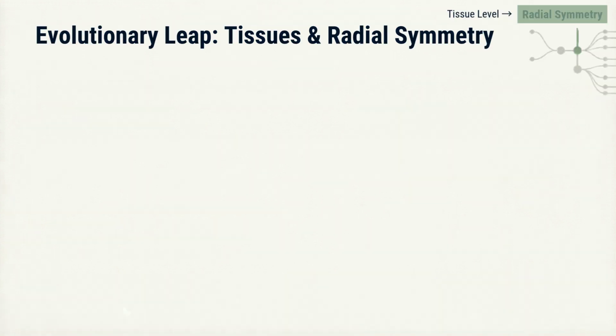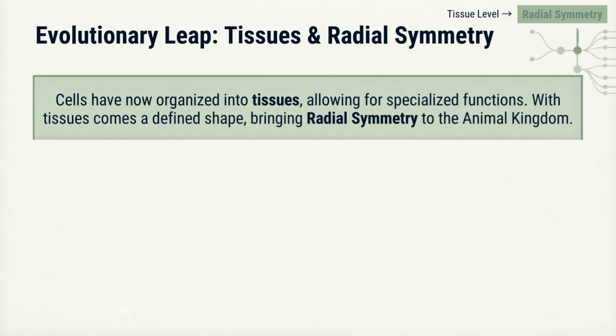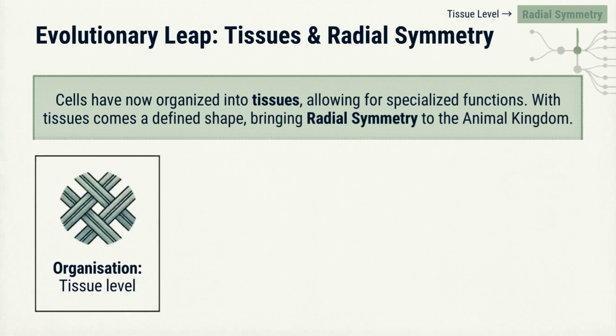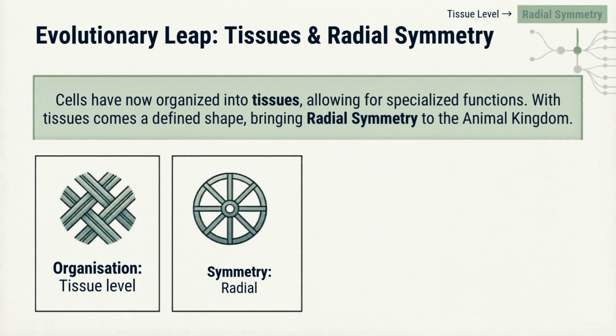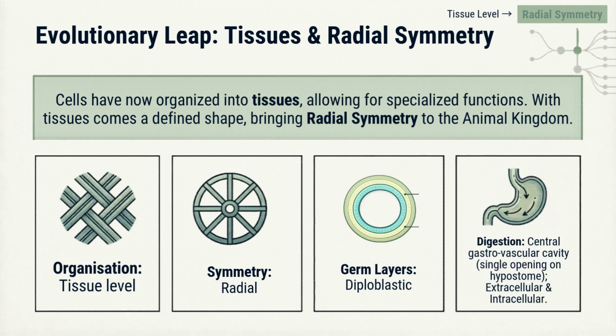The first major evolutionary jump happens here. Tissues appear. Cells are no longer loose. They are organized into functional units. With that, symmetry also changes. Radial symmetry appears. These organisms are diploblastic, meaning they have 2 germ layers. Another important feature is the gastrovascular cavity, which has a single opening. So this stage is about 2 things: tissue formation and radial symmetry.